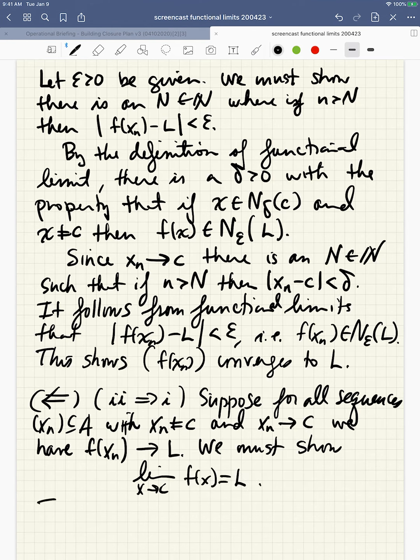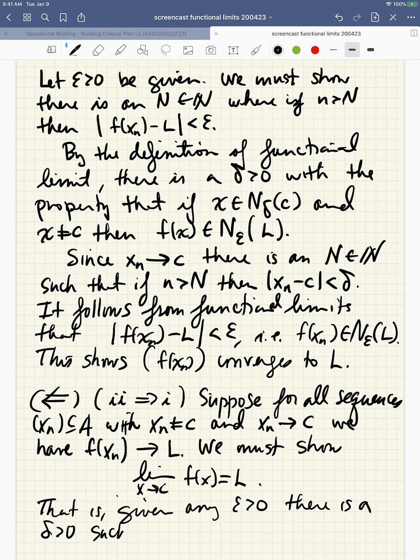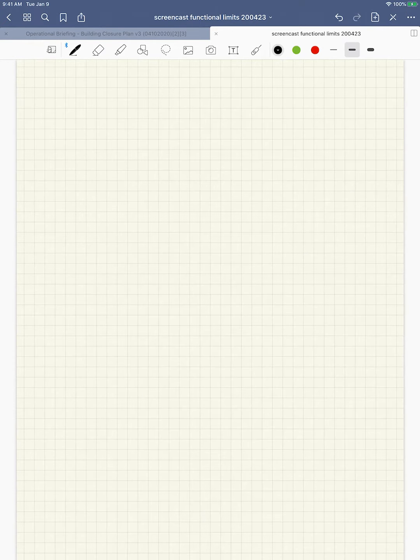That is, given any epsilon greater than 0, there is a delta greater than 0, such that if 0 is less than the absolute value of x minus c, which is less than delta, then the absolute value of f(x) minus L is less than epsilon. That's what we want to prove.